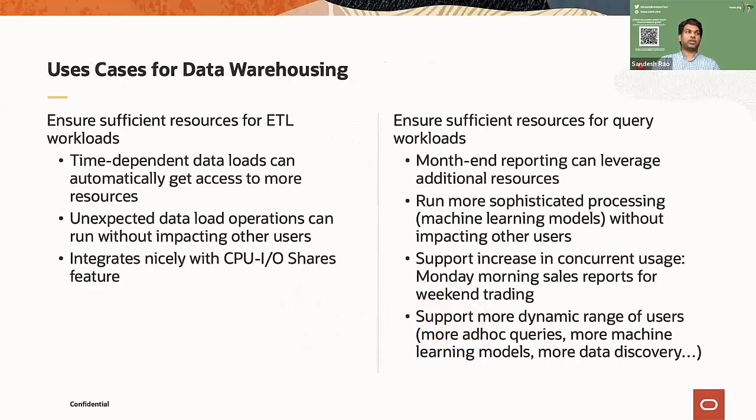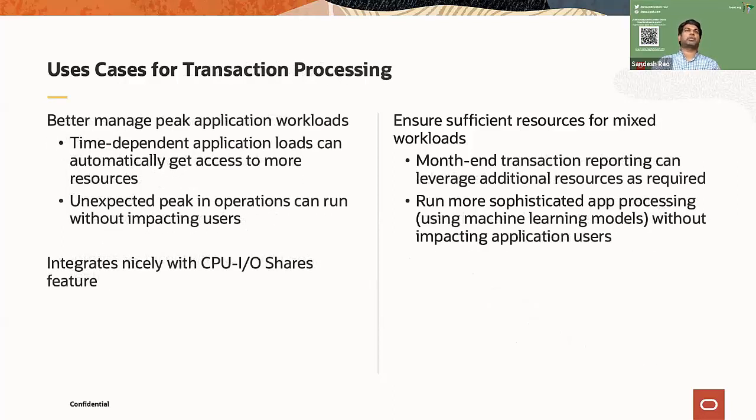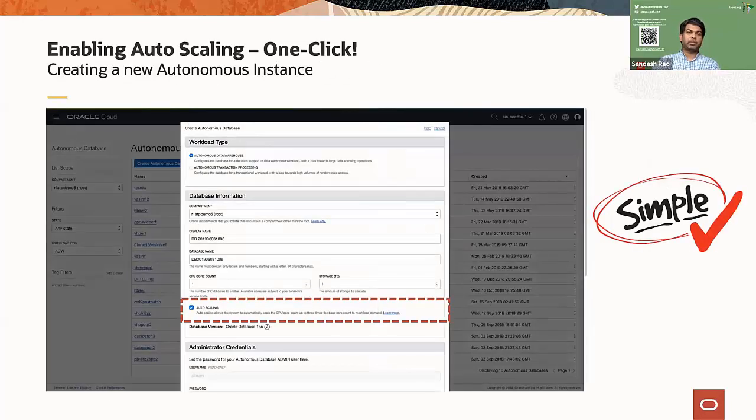For data warehouse-based queries, you want to ensure that when you're running month-end reporting, when you're running machine learning models, when Monday morning sales reports have to be done, or any ad hoc things come in, that's when you'll use this. For transaction processing, again, month-end transaction processing, or any kind of machine learning modeling, you will use this. These are the use cases. And when you create a database, or you can edit a database after it has been created, you can select the auto scaling option and it takes effect. Auto scaling is a dynamic operation. It does not require shutdowns or anything. It happens pretty much in near real time as the application is currently being used. There's no outage involved in this.